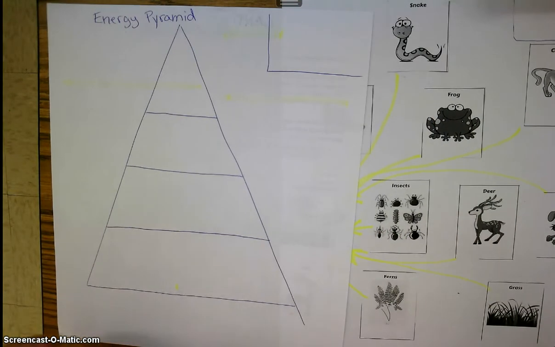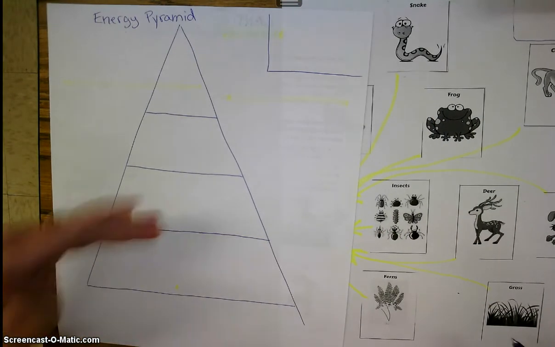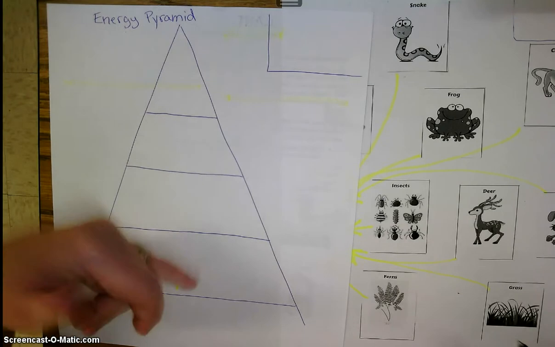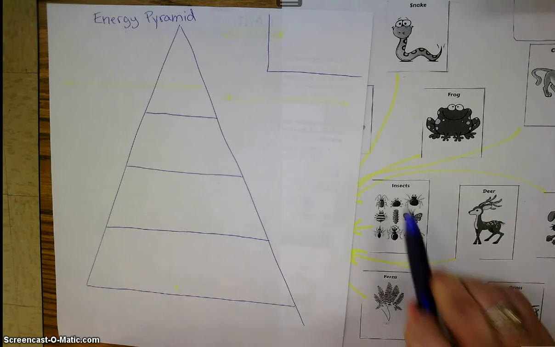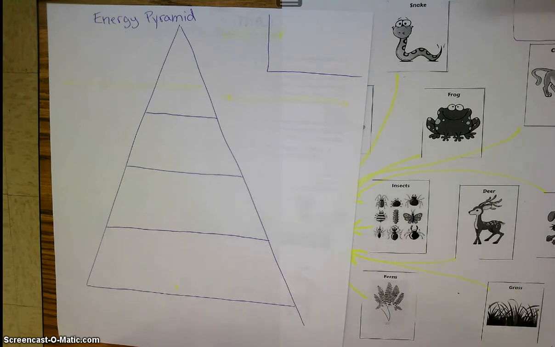You can have more than one on each level, right? So you're going to put those, you don't have to draw them, you just have to write their name. For example, insects, you'd write insects, okay?